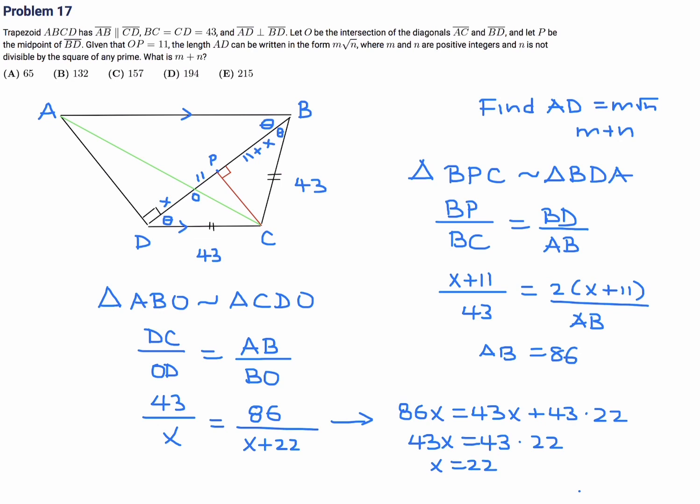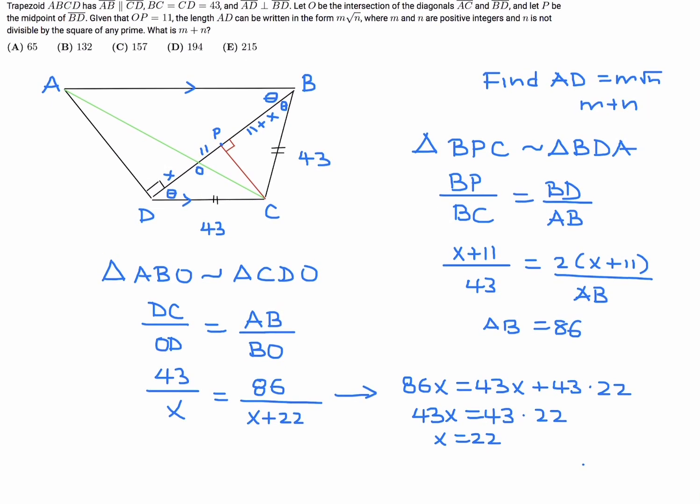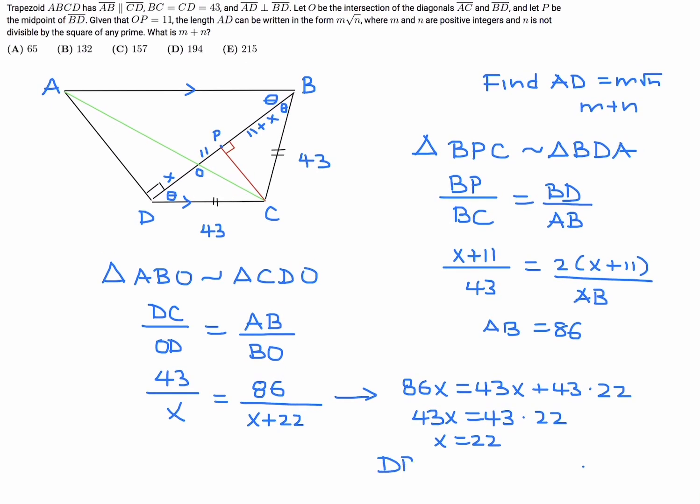So DB I can figure out next. DB obviously would be 2x plus 22, and therefore when you substitute x equals 22, that just becomes 66.